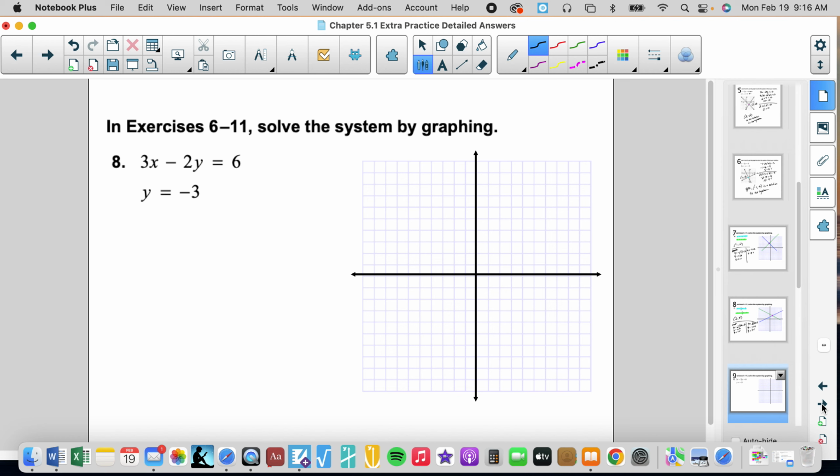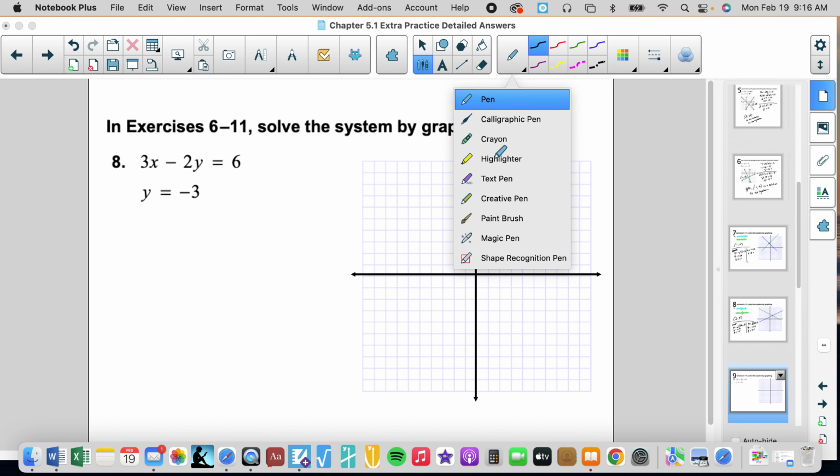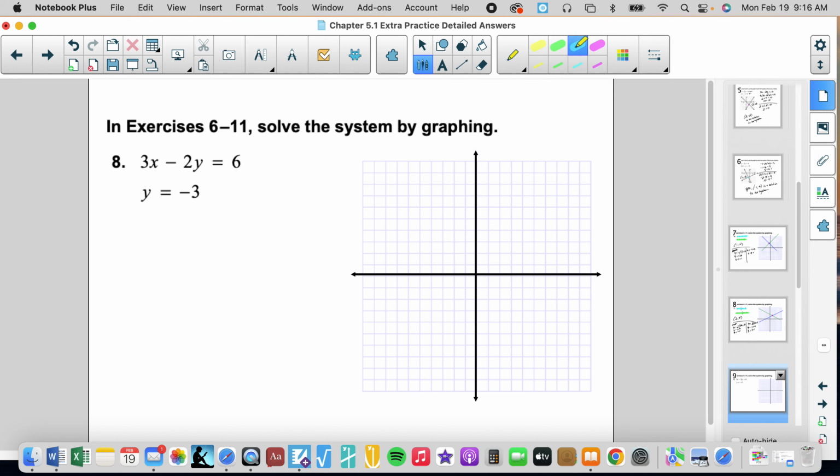All right, one is in standard form and one is in slope-intercept form. Standard form, we are going to find the x and y intercepts. So we could use the cover-up method. If we cover up the y term, we're left with 3x equals 6.